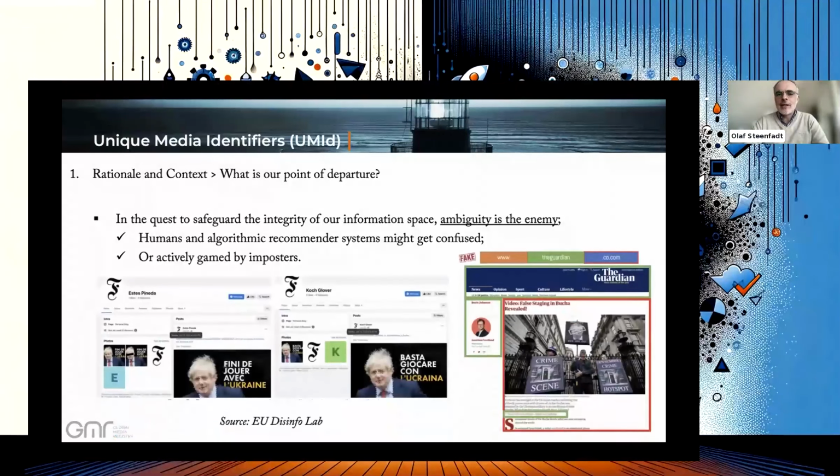And I mentioned this already, and thanks to the EU DisinfoLab and the Doppelganger research, we have a lot of evidence that imposters and bad actors capitalize on faking and copying brand names and pretending to be Le Figaro or Der Spiegel or Deutsche Welle or the BBC continuously, which is not only a problem for consumers, but also for advertisers and the legitimate original media outlets themselves.